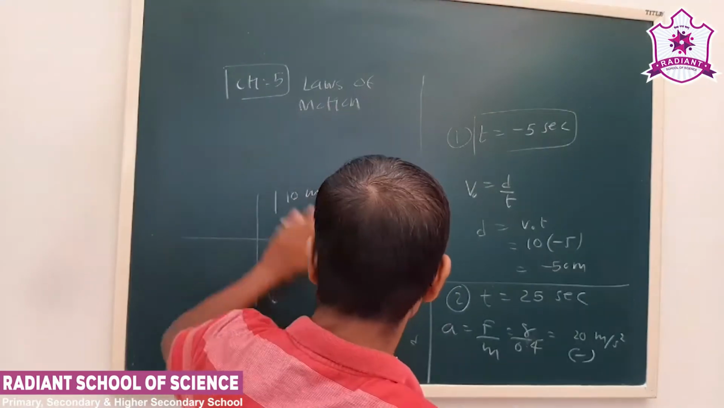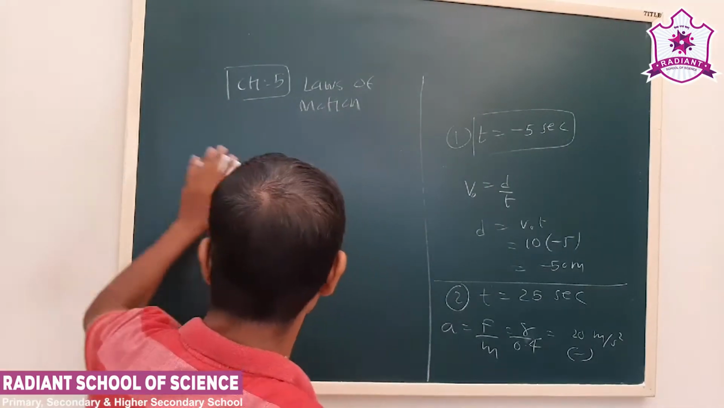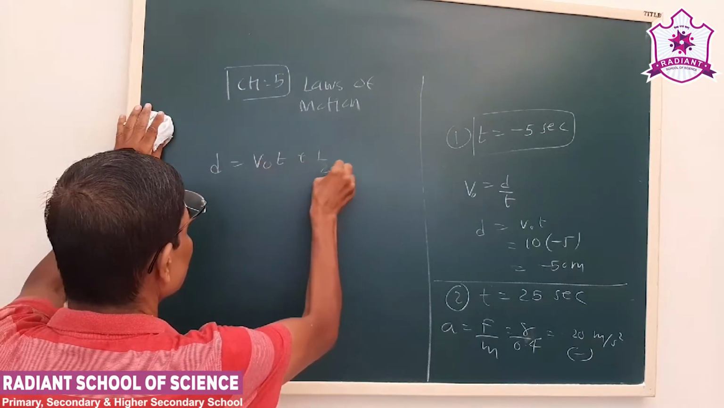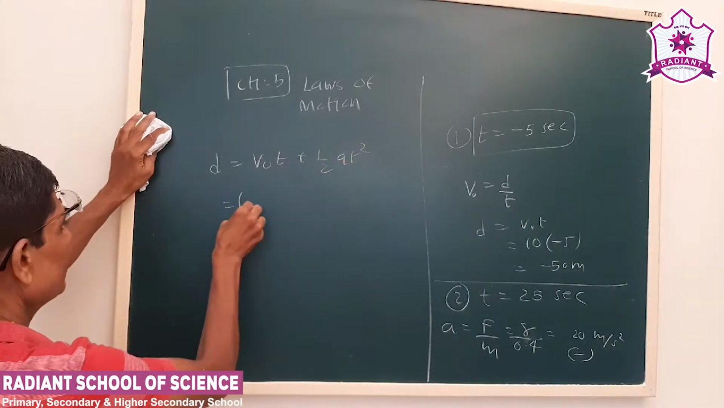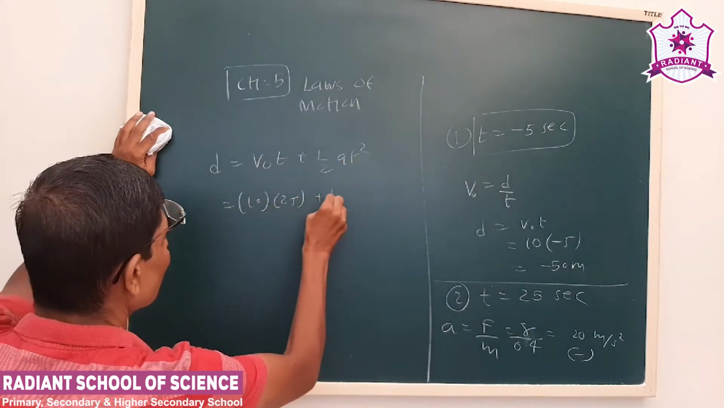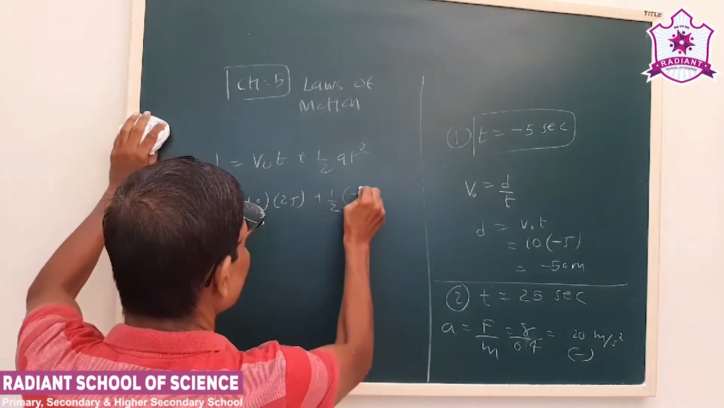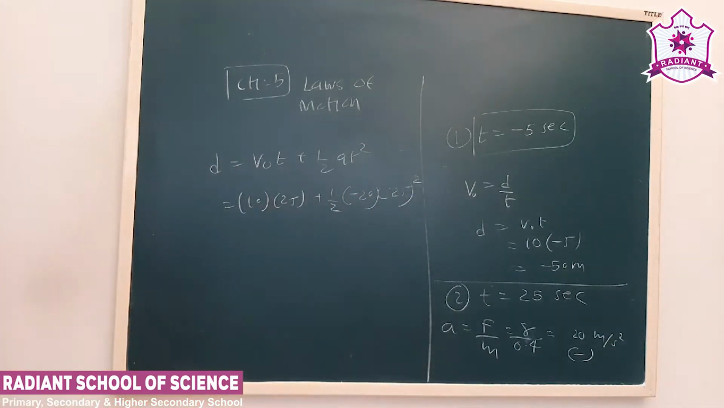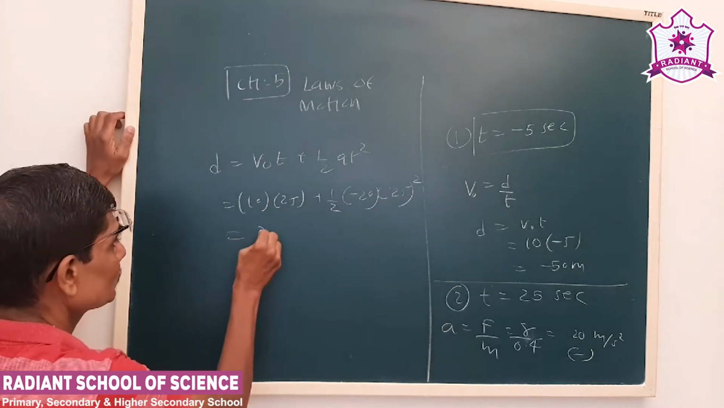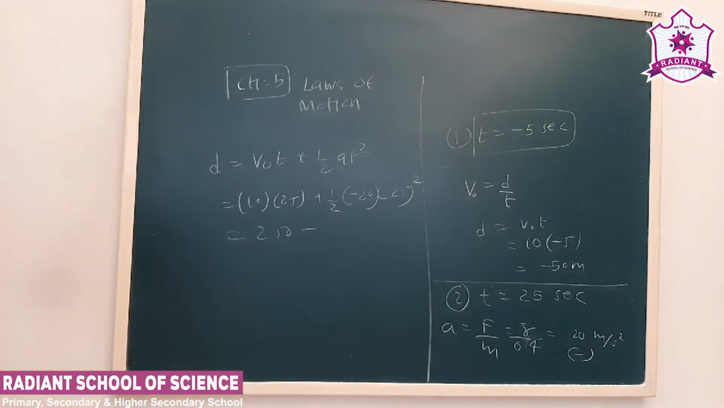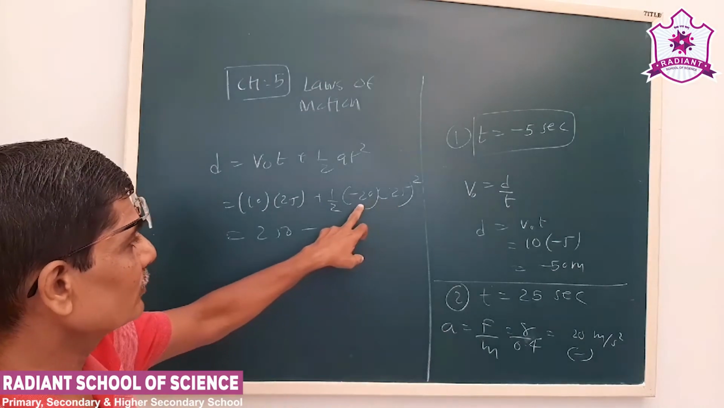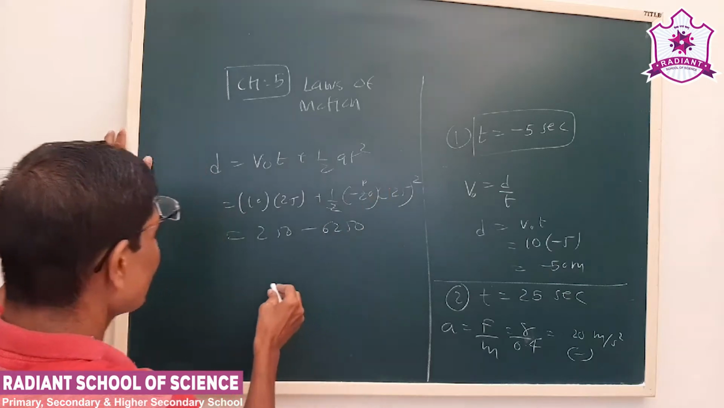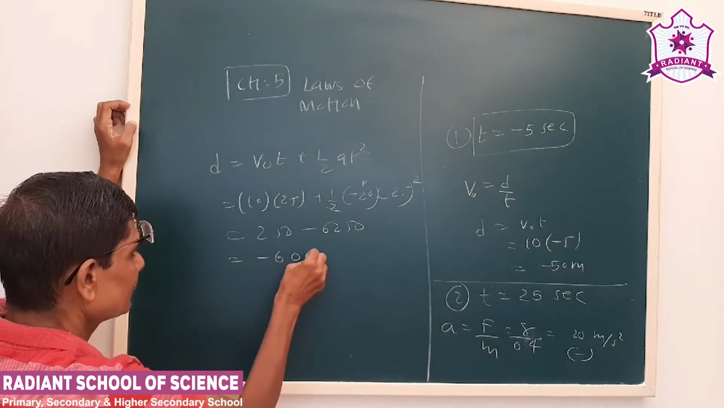Now see, we are very much familiar with the equation d is equal to v0 t plus half a t square. Now v0 is 10, time is 25, 1 by 2, a is how much? Minus 20, and time is 25, t square. Okay, so now we can solve this. So this is 250 minus, 25 square is 625 into 10, this will become 6250. So that will give us minus 6000 meters.